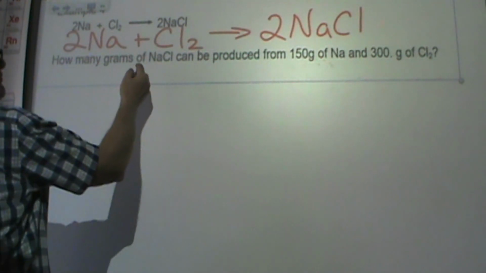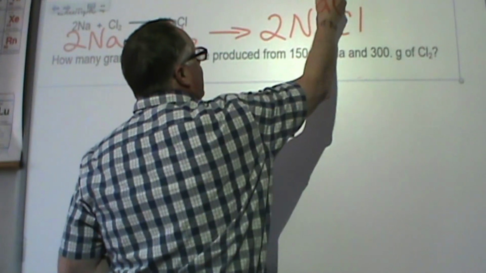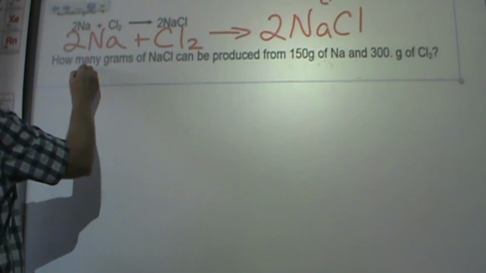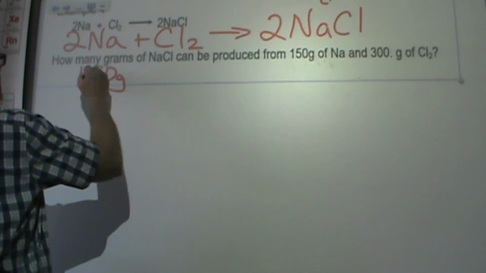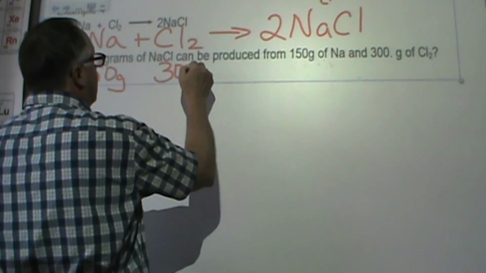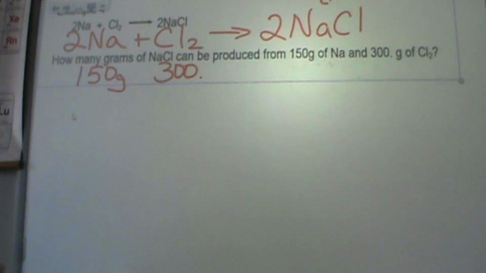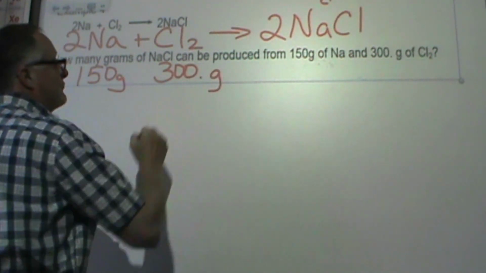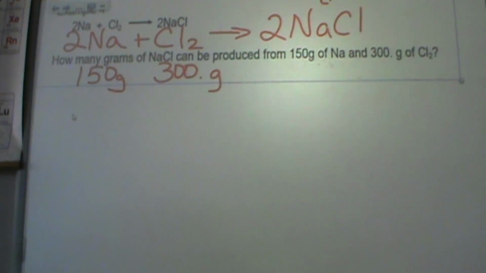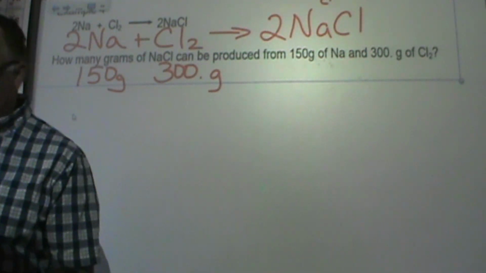And how many grams of sodium? So this will become our desired, our two givens. We have 150 grams of sodium, and we have 300 grams of chlorine. Go ahead and figure out which is the limiting reactant, and then do the stoichiometry.